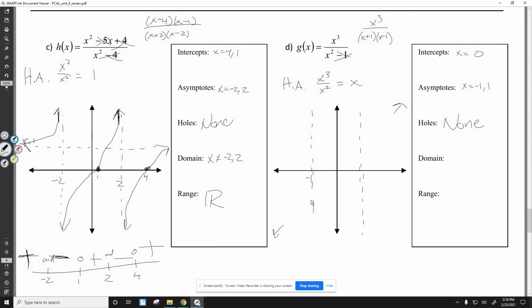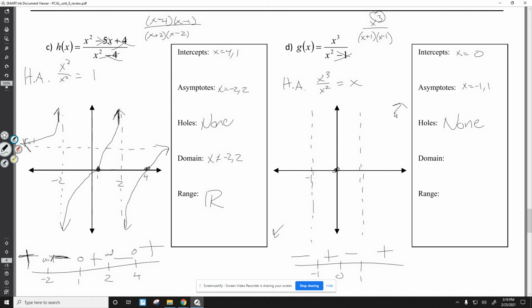0, 0. Sign analysis. -1, 0, 1. This has a multiplicity of 3, so it's going to bend. And then the other has a multiplicity of 1. That's important. Checking signs, we have positives, negatives, bending through positives, negatives.